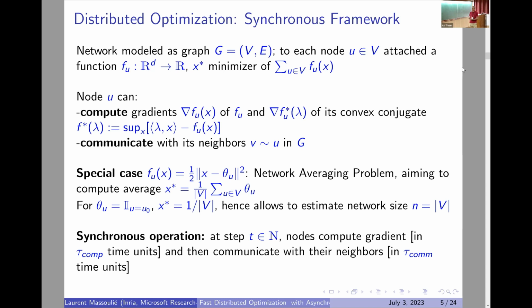Okay, so the synchronous operation we'll assume is as follows. We'll have discrete steps t, at which nodes can compute some gradient and then communicate with their neighbors. And the time to compute a gradient will be tau comp, and the time to communicate with neighbors will be tau comm. So these will be our parameters.